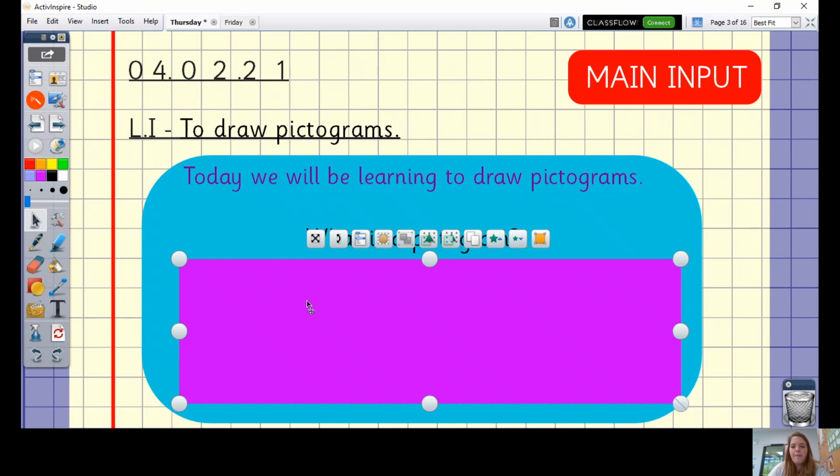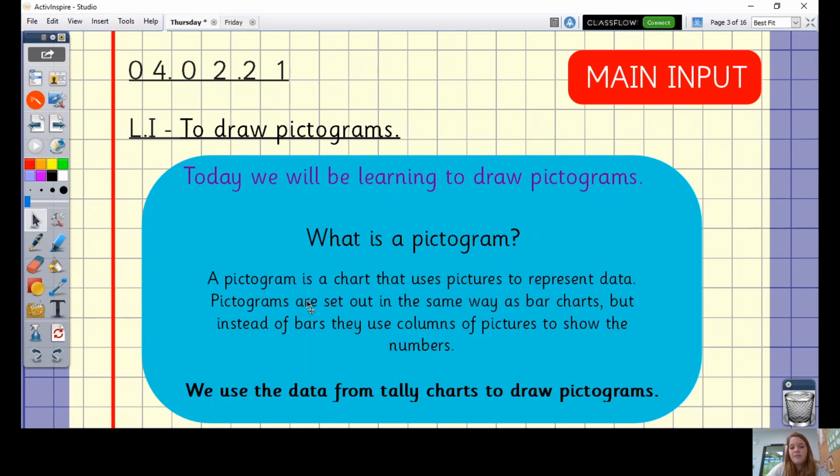Okay, let's have a look together then. So a pictogram is a chart that uses pictures to represent data. So looking at those first 4 letters, that might have reminded you of the word picture. So it's a chart that uses pictures to represent data. Pictograms are set out in the same way as bar charts. You may have heard of bar charts before, but instead of bars, they use columns of pictures to show the numbers.